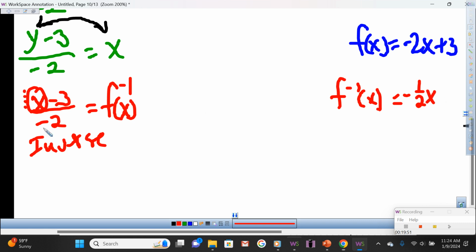Negative 3 divided by negative 2, because negative 1 1/2 is the same thing, negative 3 divided by negative 2. So I'm going to write positive, how many times does 2 fit in there? 1.5. So write that in there, please. This is our inverse function.